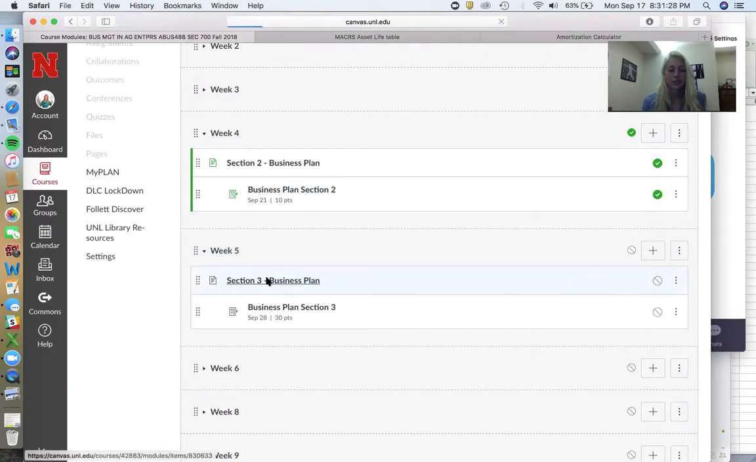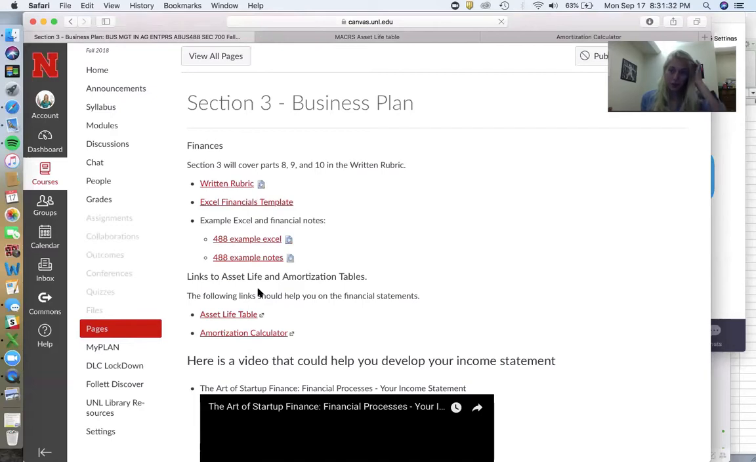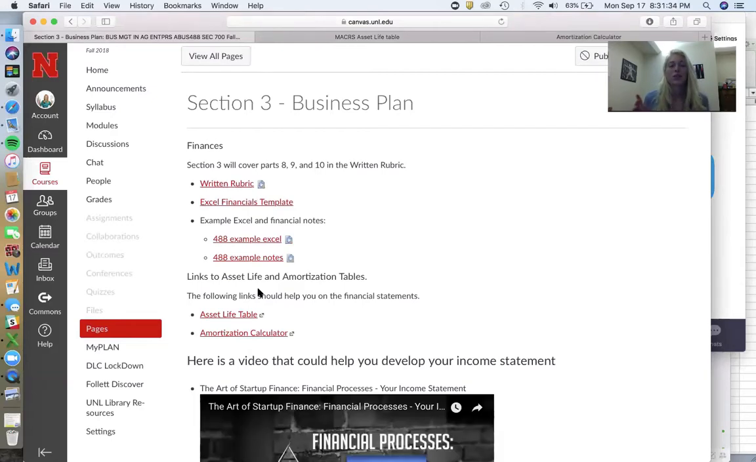So section 3 is basically all the financials for your business idea. This will include a balance sheet, income statement, and cash flow statement for 3 years. This whole page is going to be super useful and helpful for you. Let's start out with the rubric.